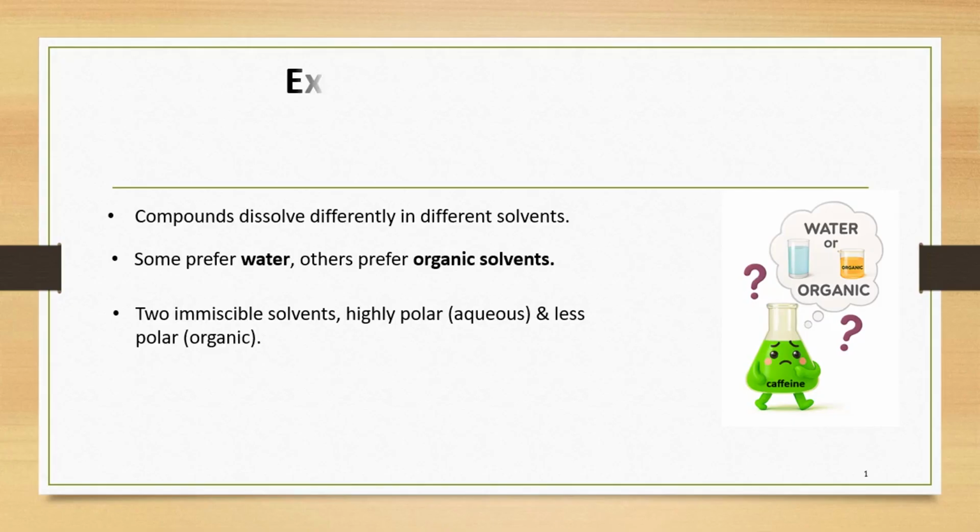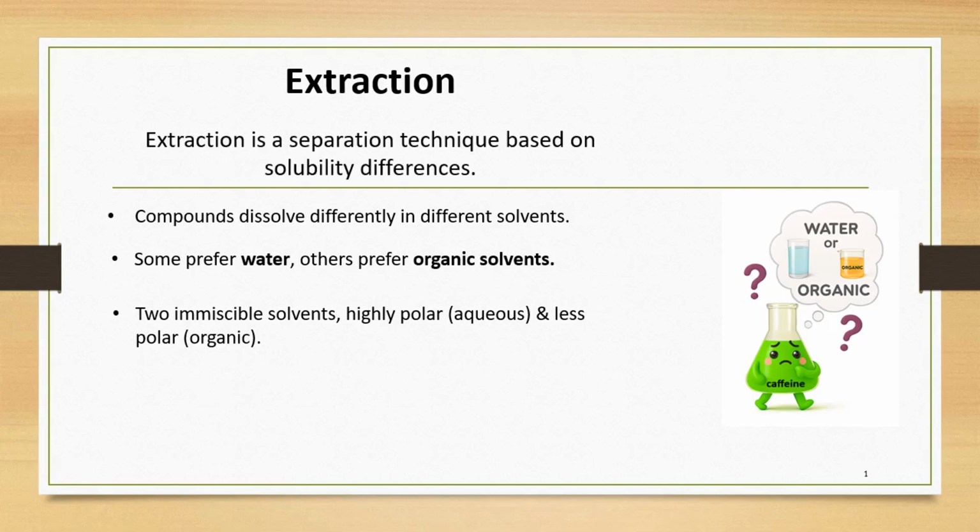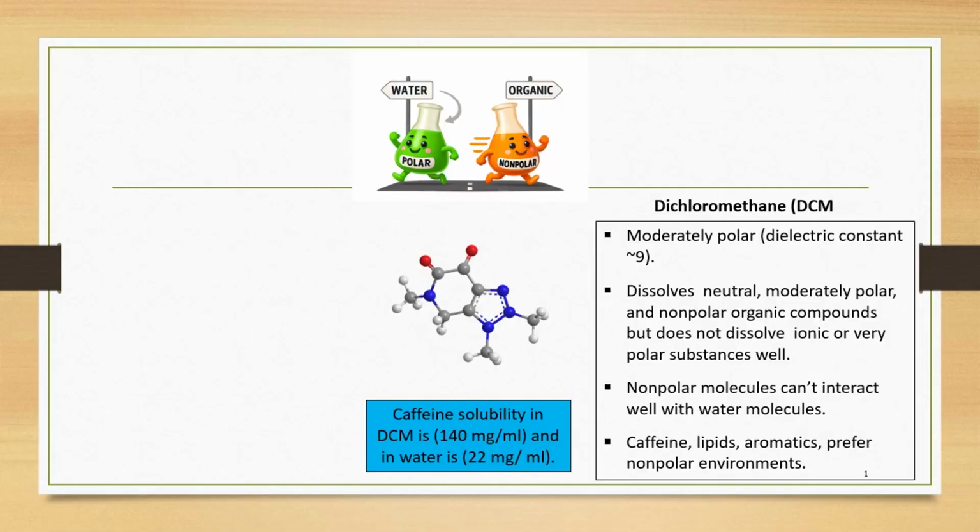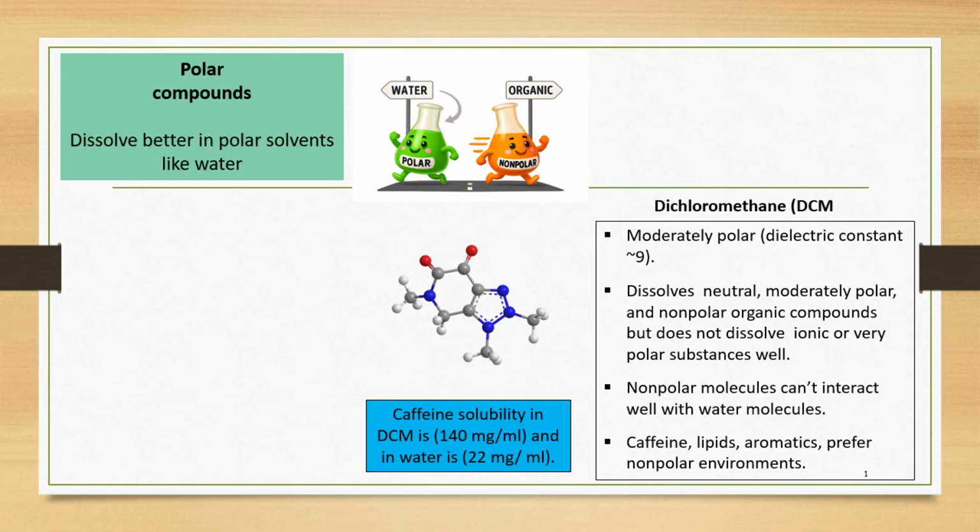At its core, extraction is simply a separation technique, but an incredibly powerful one. The process is driven by solubility differences. A compound may dissolve reasonably well in water but much better in another solvent. To make this work in practice, we need two solvents that do not mix with each other. We call them immiscible. The classic example is oil and water. In the laboratory, one solvent is usually very polar, water, and the other is less polar, an organic solvent such as dichloromethane. Here's the chemistry rule: like dissolves like.